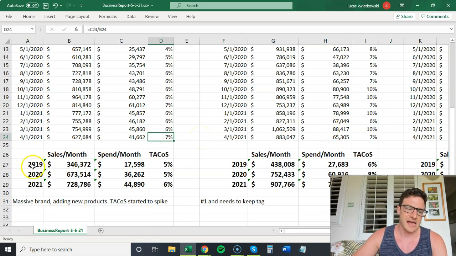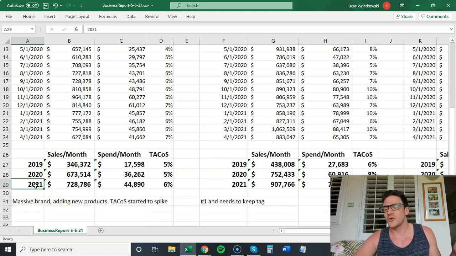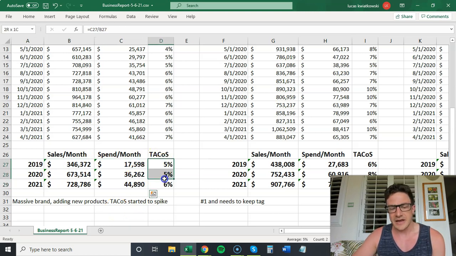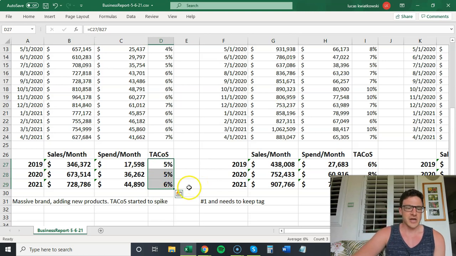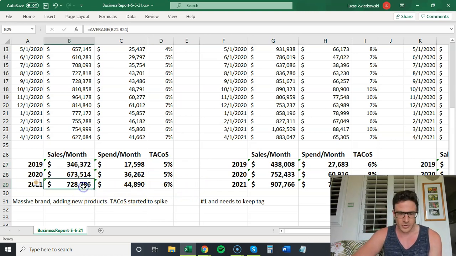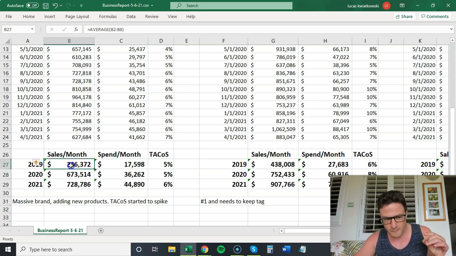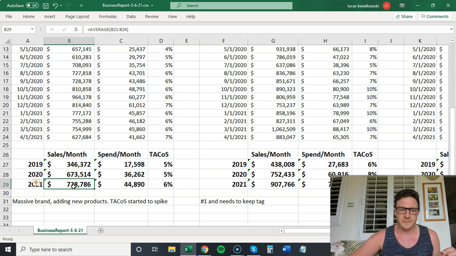But I'm trying to set their expectations. So what I did here is, and I know 2021 only has 4 months of data, but for 2019, 2020, 2021, I did average sales per month, average spend per month, and the TACoS. And you can show this to them and say, hey, listen, we have more than doubled average sales per month since 2019, and our TACoS has only gone up 1%, right? I'm sure it might be a little more than that with 0.1 or something like that, but that is such a minimal change for more than double sales.